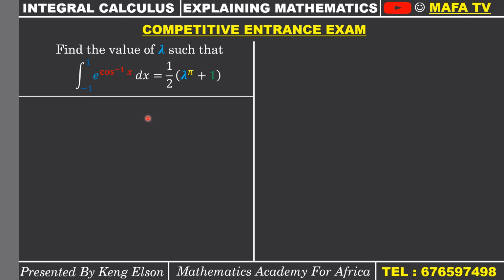Okay, so the first thing I'm going to do is use a u substitution because the cos inverse here is kind of disturbing. So I'm going to let u be equal to cos inverse of x. Now, letting u be cos inverse of x, I can take cos on both sides. So cos u will be equal to x because cos of cos inverse of x is x in this interval -1 to 1. So my x is equal to cos u.